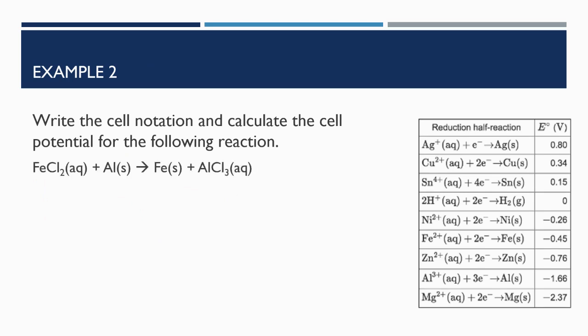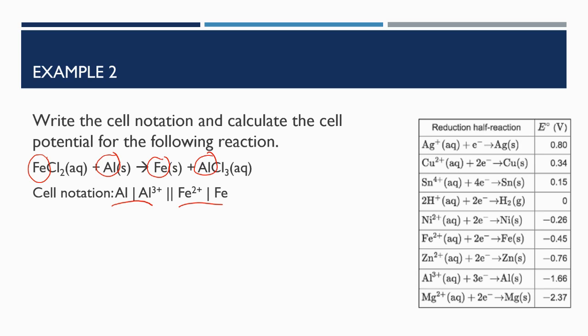Iron chloride reacting with aluminum to produce iron metal and aluminum chloride. Now in this particular case, notice the iron chloride and aluminum chloride are aqueous. That means that the chloride ions are actually spectator ions. And so we can ignore those spectator ions and we see that aluminum becomes aluminum 3 positive, and so that is our oxidation reaction. And then we have iron 2 positive ions becoming iron metal, and so that's our reduction half reaction. So our cell notation can be written like this for this reaction.